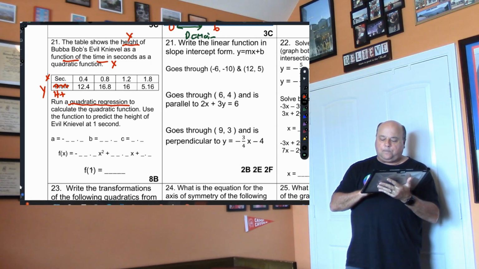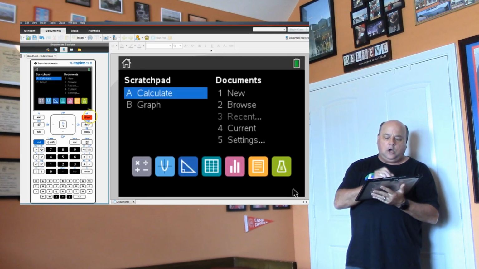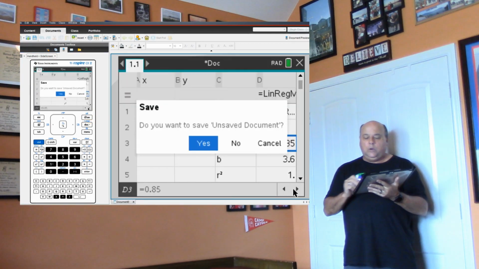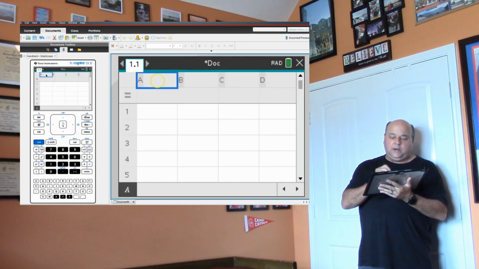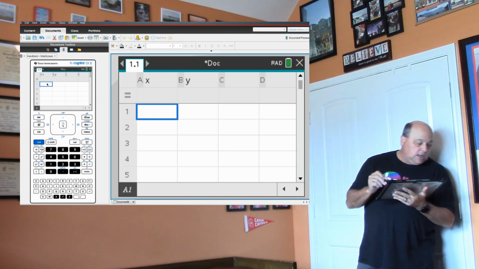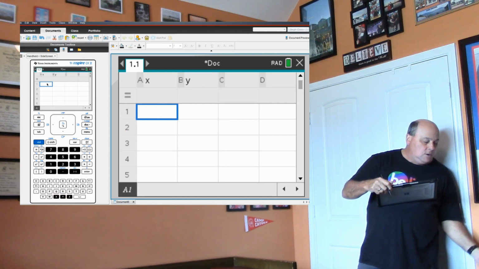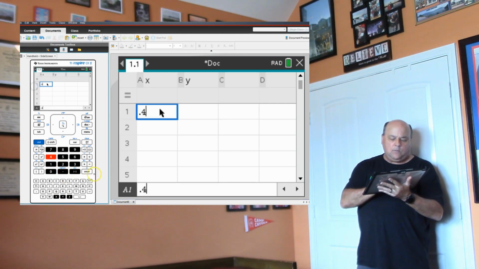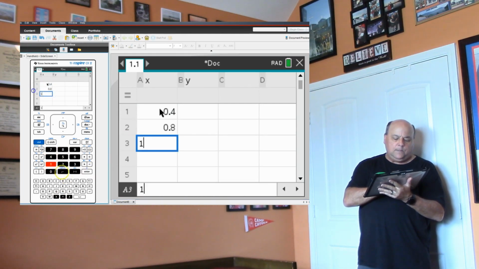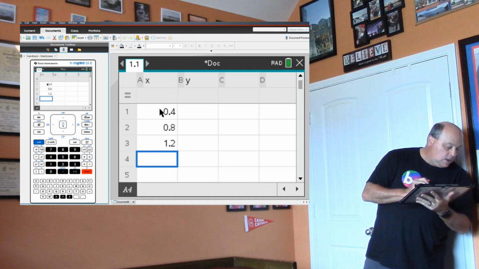So let's go to our paper, let's go to our calculator. Home, we want new. We don't want to save anything. We're going to want a spreadsheet. We want to put x and y in here because we're using the x and y axis. And now we're going to input our table. Let me turn this over. And we got 0.4, 0.8, 1.2, and 1.8.